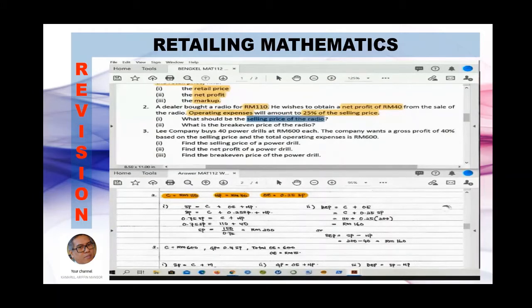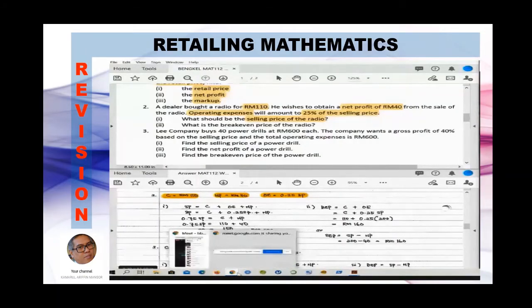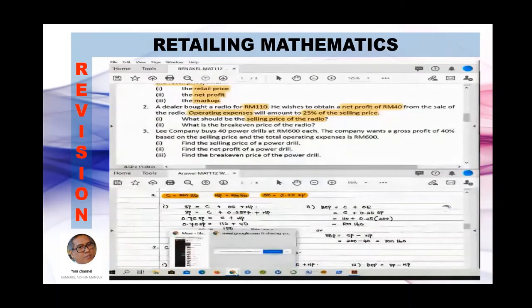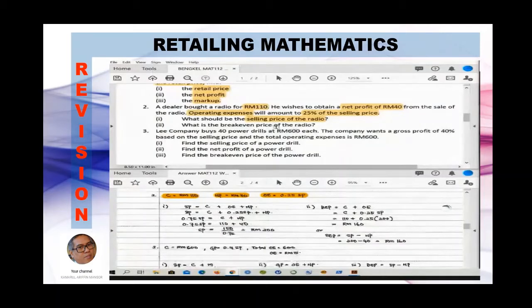Okay, dia suruh cari nilai jualan, harga jualan radio tersebut. Okay, harga jualan radio tersebut. So apa yang perlu kita buat? Nak cari harga jualan ataupun nak cari SP kat sini, nak cari selling price. So that means we are looking for SP.